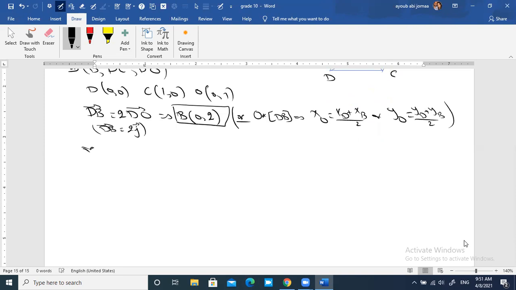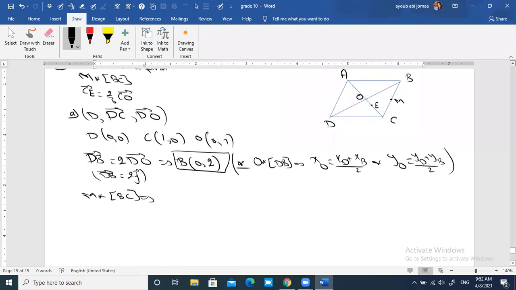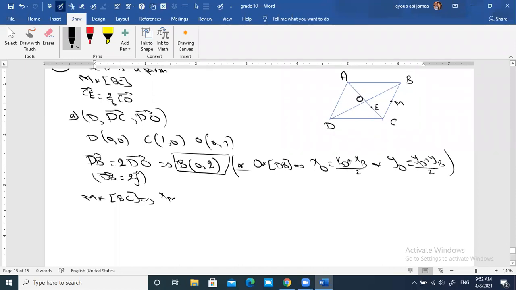M is the midpoint of BC. Then X of M is XB plus XC over 2, which is equal to 1 over 2.